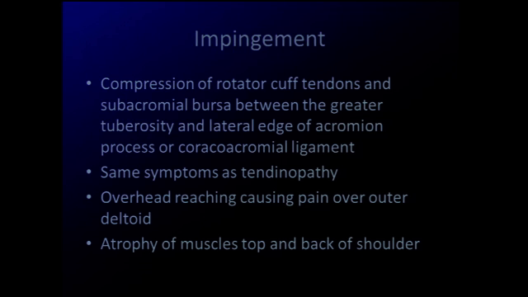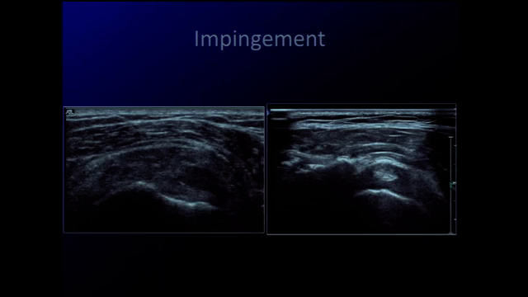Now, with tendinosis, the tendons are thickened, and there may be compression of the tendons and the overlying bursa between the greater tuberosity and the lateral edge of the acromion process, or even the coracoacromial ligament. And this manifests as pain, sometimes while sleeping, but also with overhead reaching, which extends toward the outer deltoid. It has the same symptoms as plain tendinopathy, and patients may sometimes present with atrophy of the muscles of their back, top and back of shoulder.